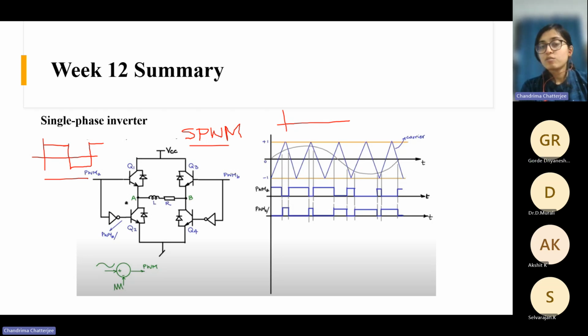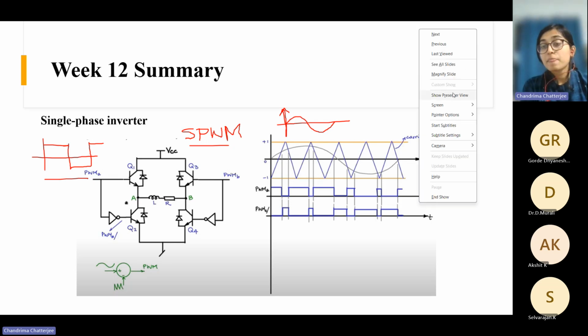So ideally what you want is a fundamental sine wave. For us, we want a 50 hertz sine wave, while some other countries want a 60 hertz sine wave. Now, how do we generate this sine wave? So what I was discussing about low frequency harmonics is, suppose you have this carrier wave.